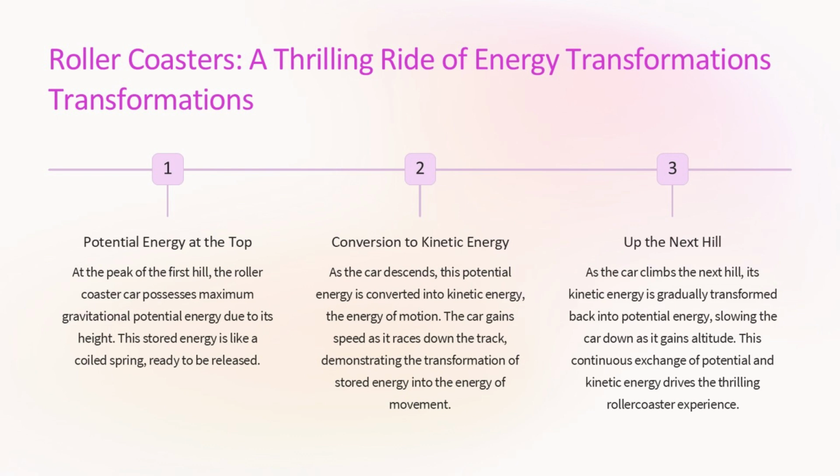As the car goes down the hill, the potential energy is converted into kinetic energy, the energy of motion. The car gains speed as it races along the track. When the car climbs the next hill, the kinetic energy is gradually transformed back into potential energy, slowing the car down as it gains altitude. This continuous exchange between potential and kinetic energy is what drives the thrilling roller coaster experience.